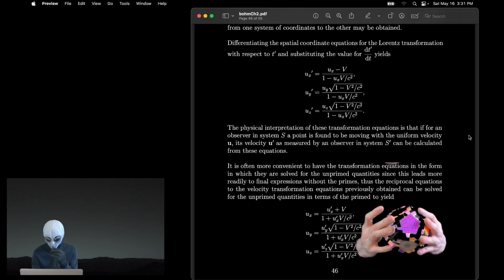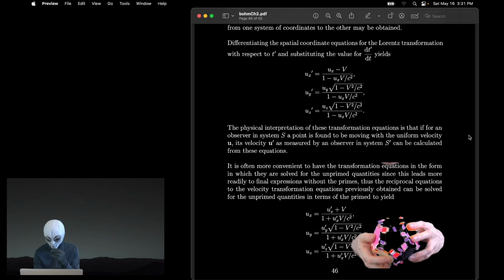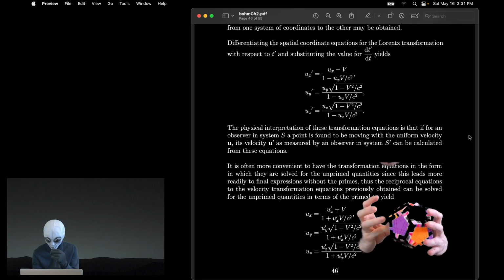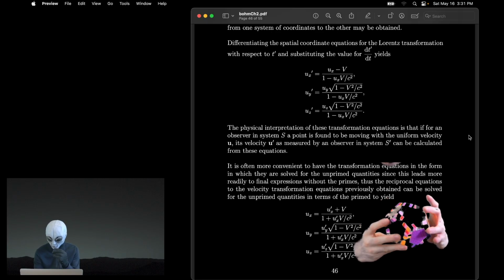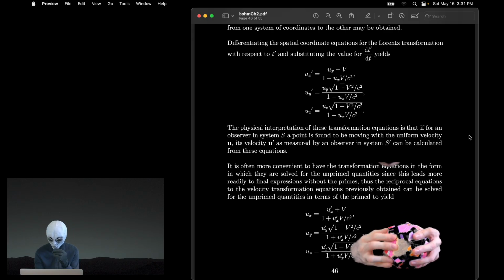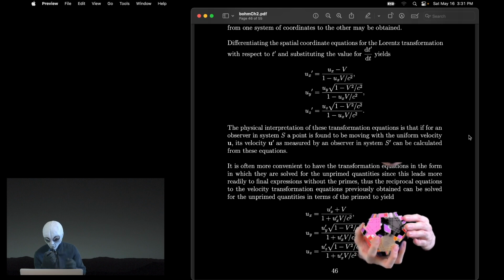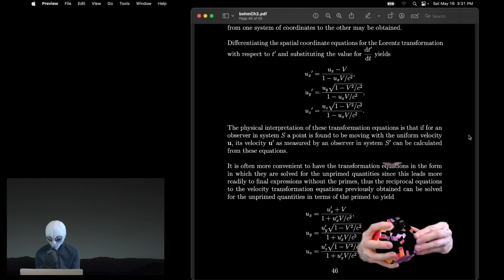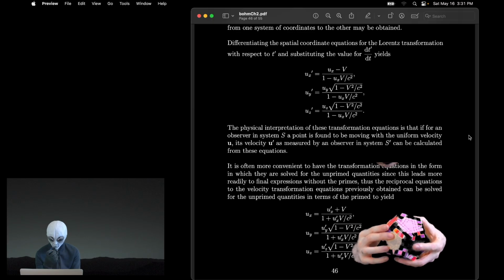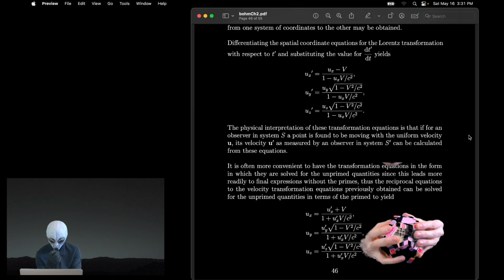Then we have that u sub y prime equals a fraction with the numerator of u sub y then times the square root of 1 minus capital V squared over lowercase c squared, and then this is all over a denominator of 1 minus u sub x then times capital V over lowercase c squared. And finally, u sub z prime equals a fraction with the numerator of u sub z then times the square root of 1 minus capital V squared over lowercase c squared, and then this is all over a denominator of 1 minus u sub x then times capital V over lowercase c squared.